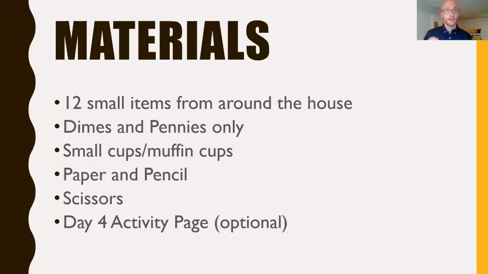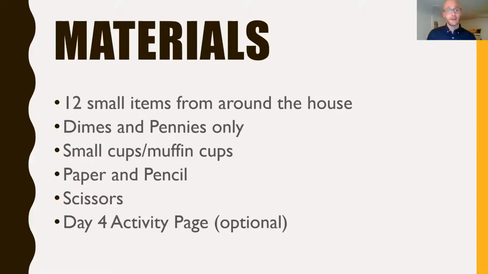Today you're going to need 12 small items from around your house. Make sure you have your folks' permission. Make sure it's nothing breakable. And any small items would do. Today for my buyer's market, I've got a box of Kleenex, a small truck, some crayons, a water bottle, and a soccer ball. Those are just some of the items I grabbed from around the house to use as part of my buyer's market.